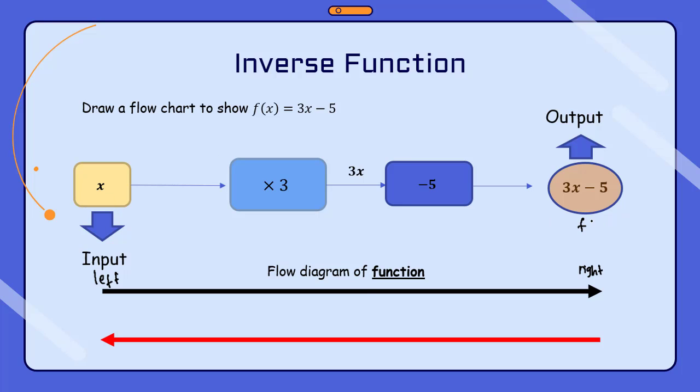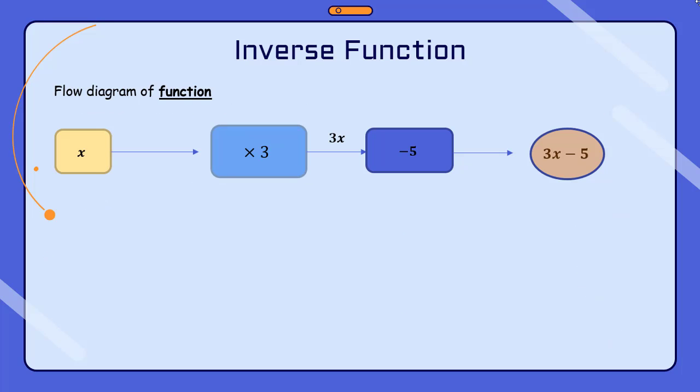So we have to work from the right to the left. That means we have to find the value of x. Before, in the flow diagram of the function, we found the value of y. But right now, we have to find the value of x. That makes it different. So basically, in the flow chart of a function, we work from the left to the right, right?